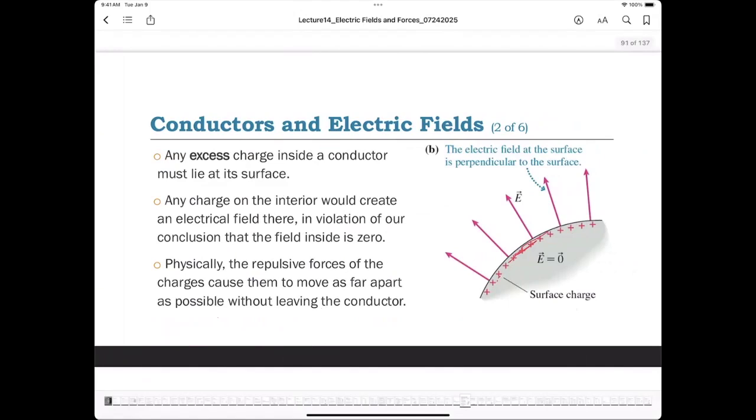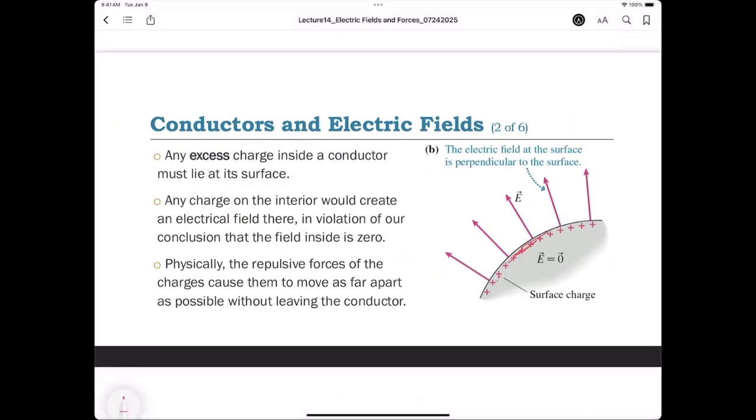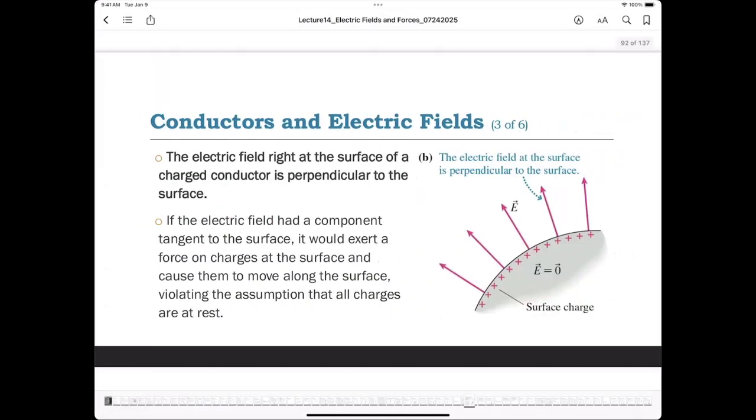Physically, the repulsive forces of the charges cause them to move as far apart as possible without leaving the conductor, which means the electric field at the surface is perpendicular to the surface. The electric field right at the surface of a charged conductor is perpendicular to the surface. If the electric field had a component tangent to the surface, it would exert a force on charges at the surface and cause them to move along the surface, violating the assumption that all charges are at rest.